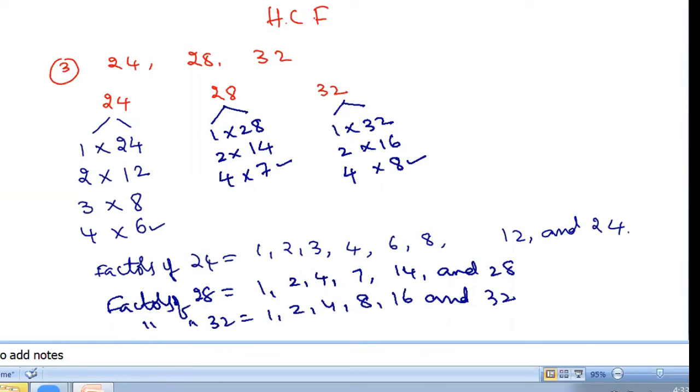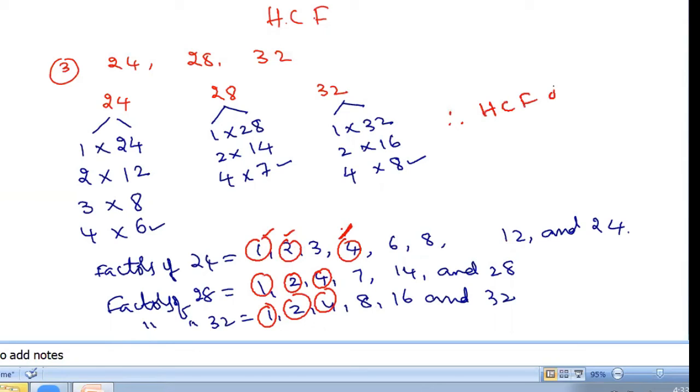Now you should write the common factors for these numbers. 1 is a common factor, 2 is a common factor, and next, 4 is a common factor for these 3 numbers. Now there is no other common factor. So out of 1, 2, 4, 4 is the highest common factor. So our HCF of 24, 28 and 32 is 4.